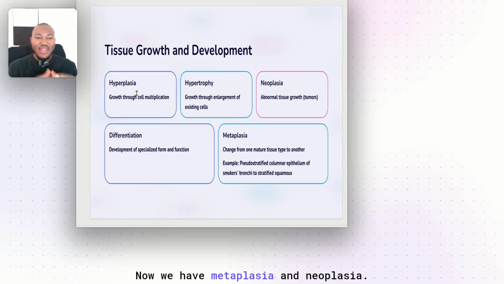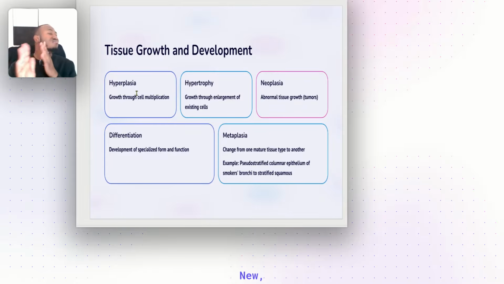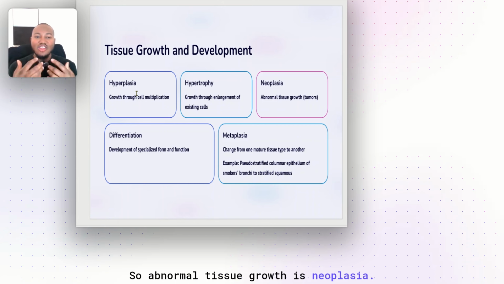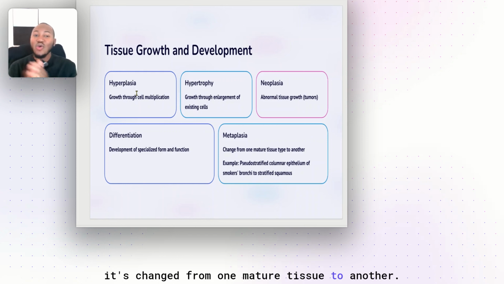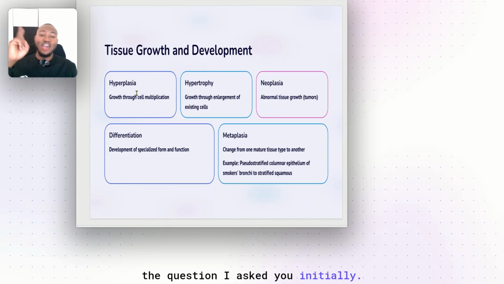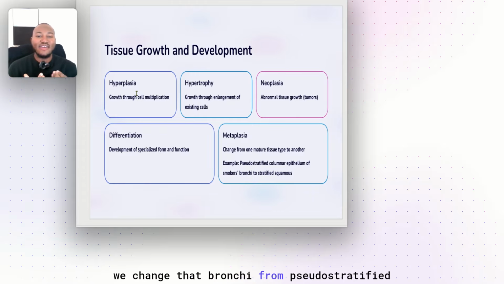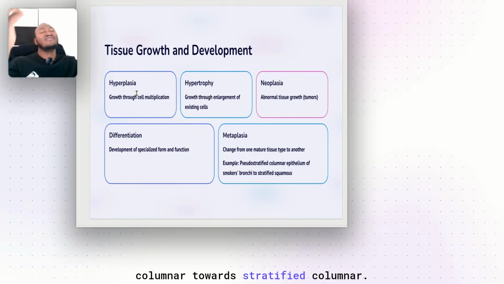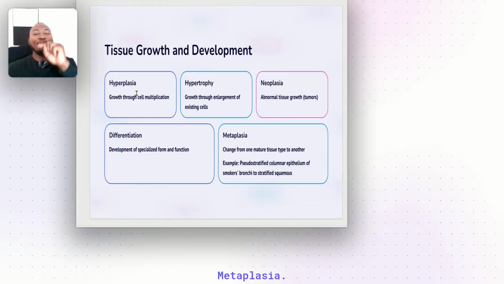Now, we have metaplasia and neoplasia. Neoplasia is in red because it's abnormal. Remember, it is abnormal. That's why it's in red. So abnormal tissue growth is neoplasia. Now, when you're talking about metaplasia, it's a change from one mature tissue to another. For example, the question I asked you initially, if you go to the lungs, you see pseudostratified columnar epithelium, right? Correct? For smokers, smoking changes that bronchi from pseudostratified columnar to what? Stratified squamous. That is called what? Metaplasia.